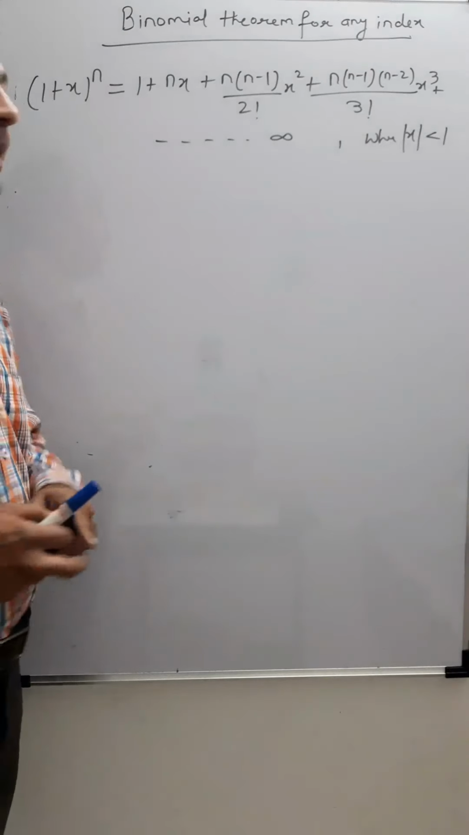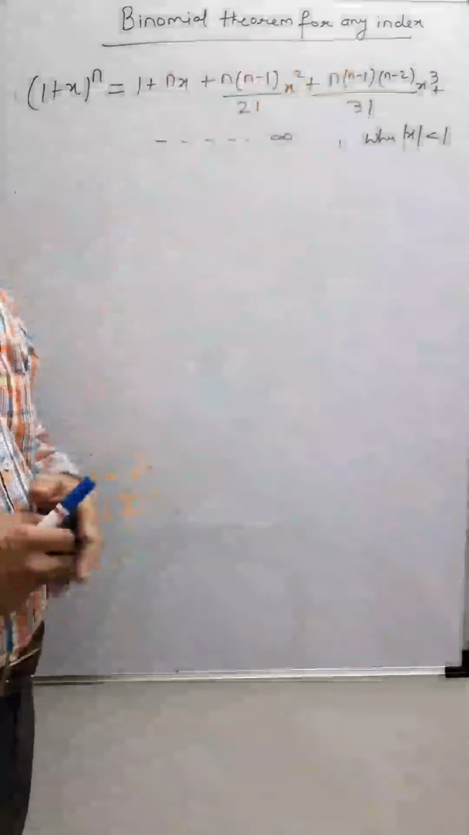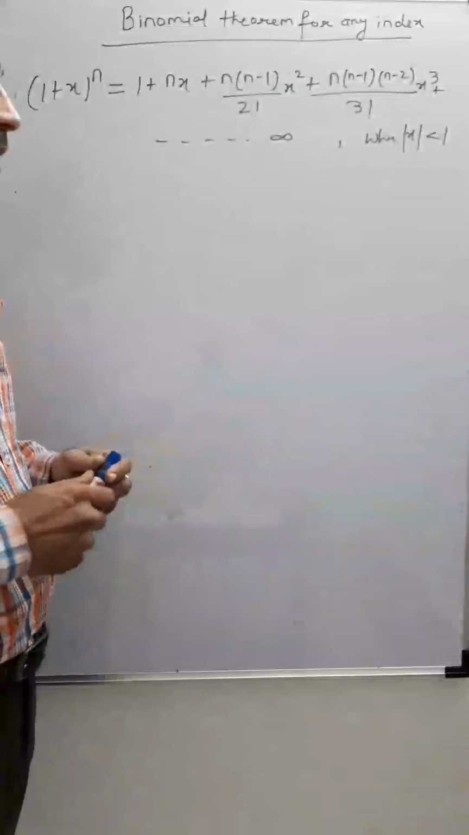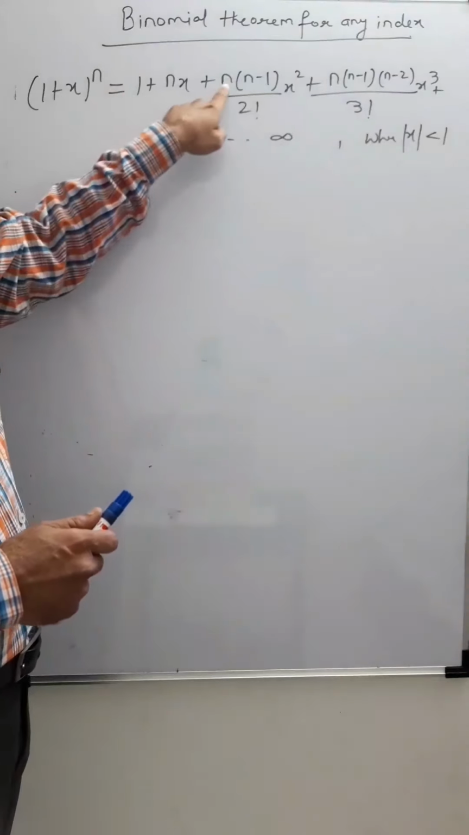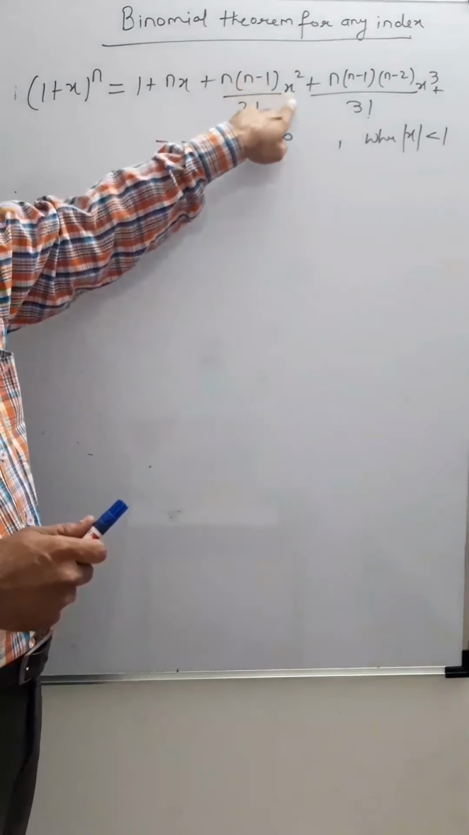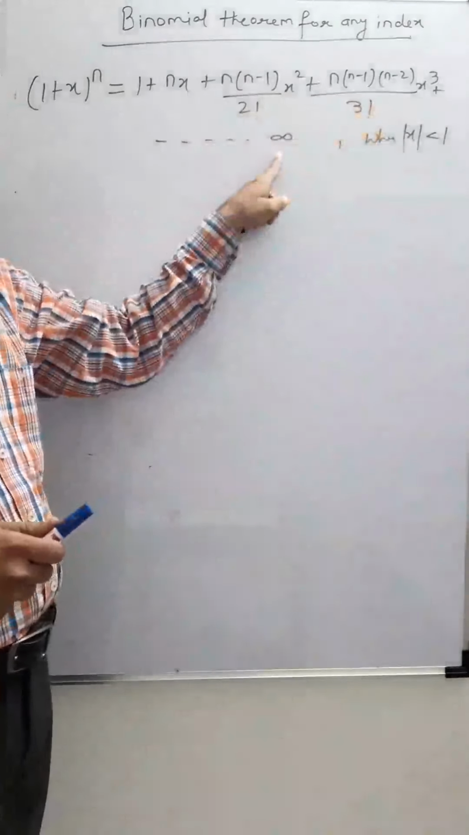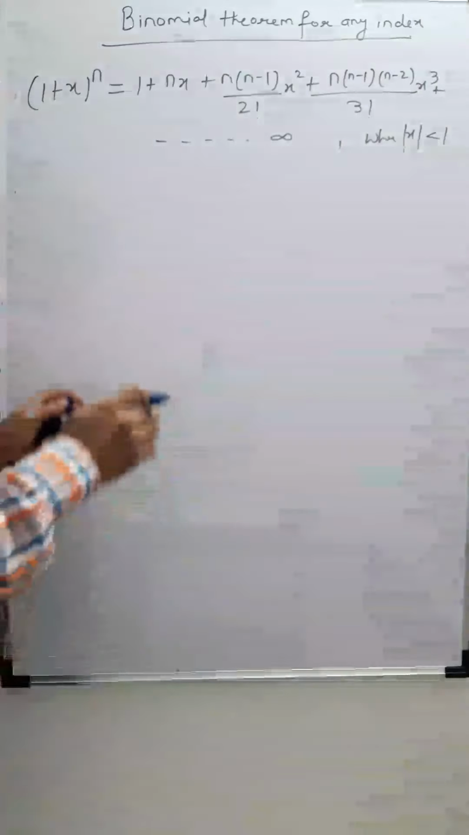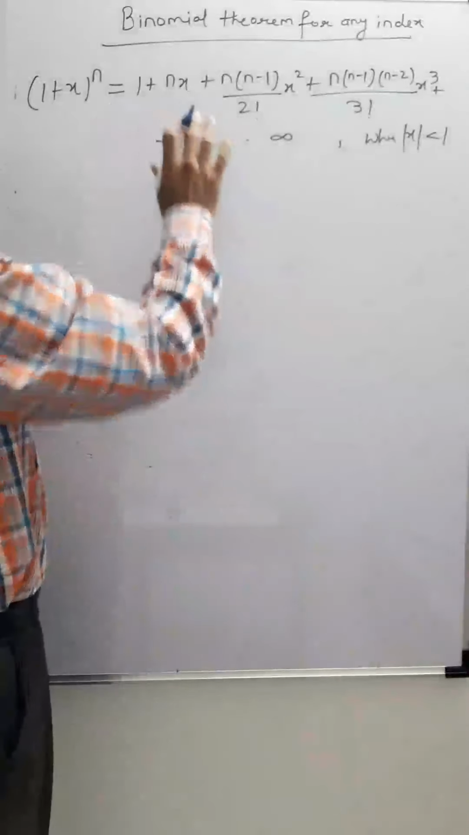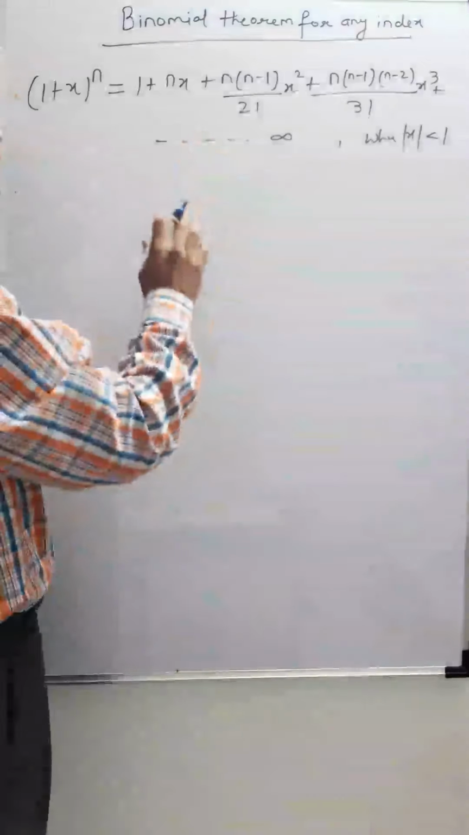Now look at this here, binomial theorem for any index, means for any power of x. I've written (1 plus x) whole to the power n equals 1 plus nx plus n into (n minus 1) by factorial 2 x square and so on till infinity, where x should be less than 1. Now, this is what is important to remember also.